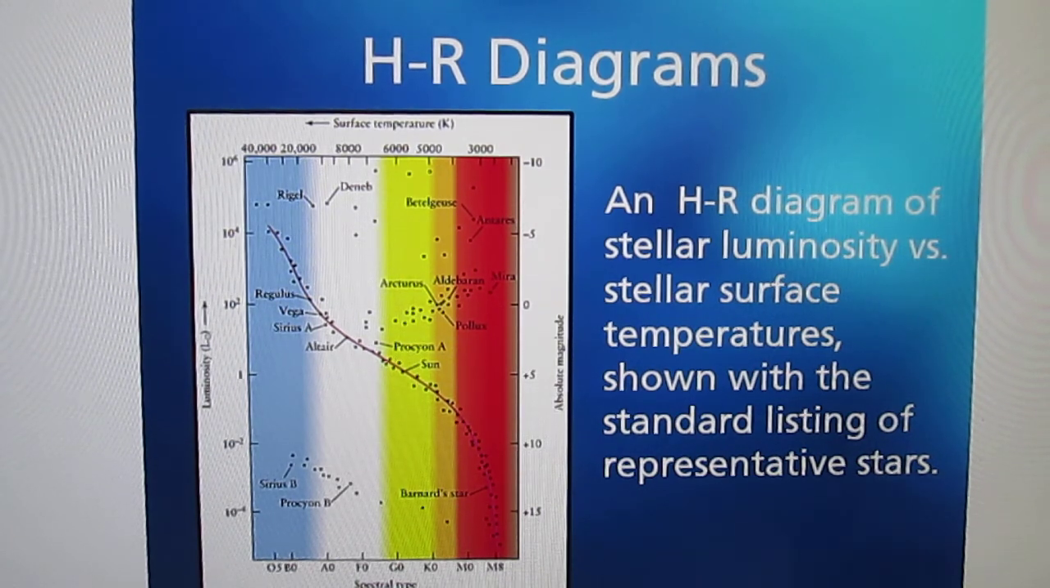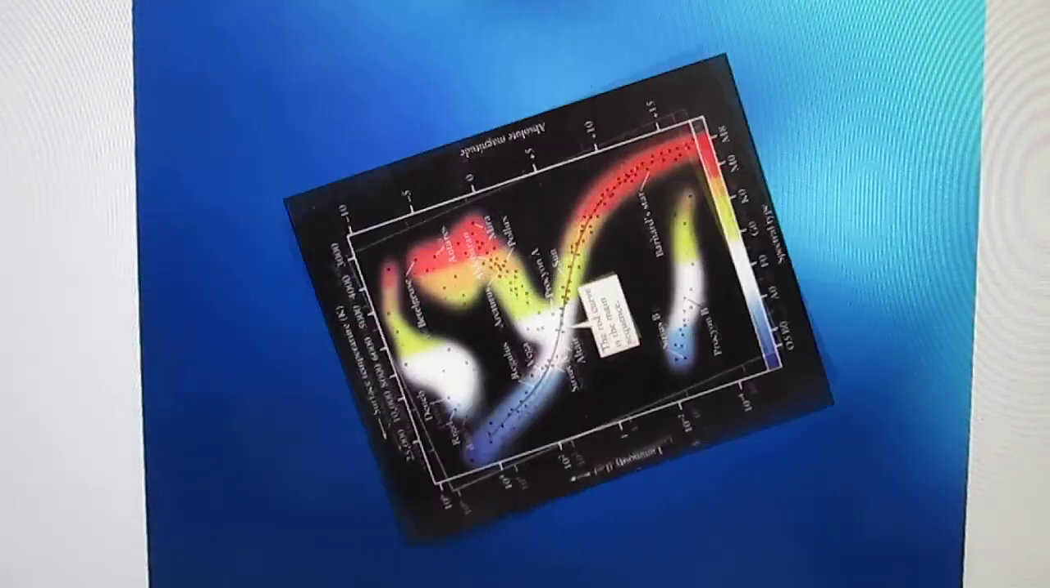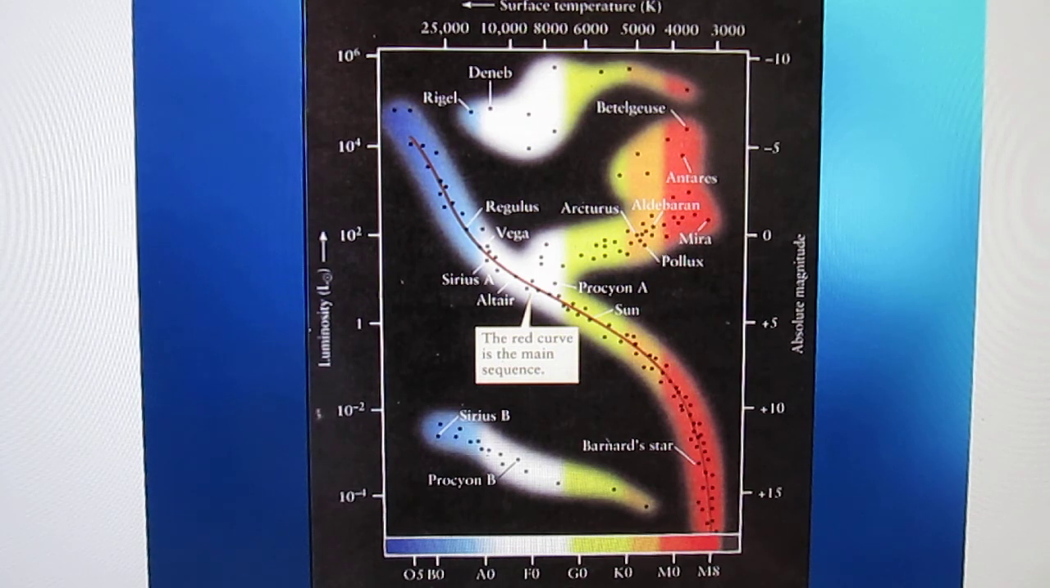This is an HR diagram on a white background. I think a black background is much more easily understood, and that's what we're going to switch to. The band of stars stretching from top left to bottom right, with the red curved line, is called the main sequence. Each star on this band is called a main sequence star.